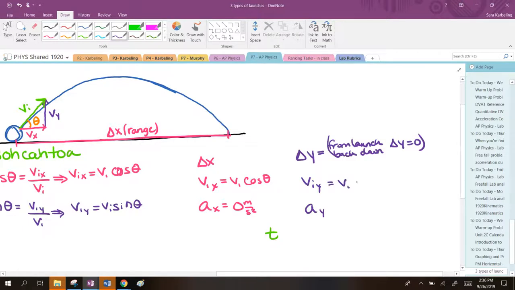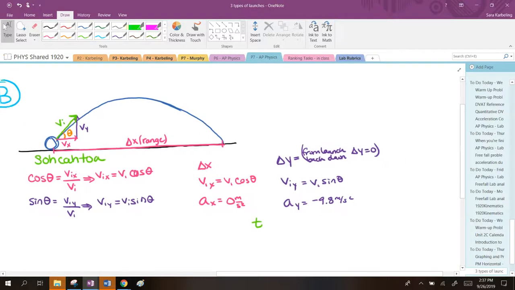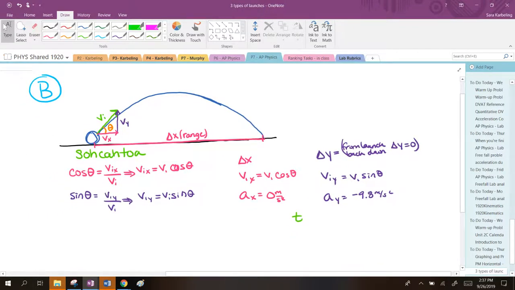V_iy is V_i times the sine of theta. a_y is, what did you say, Spencer? -10, yeah, exactly. And now you've got everything you need to know.